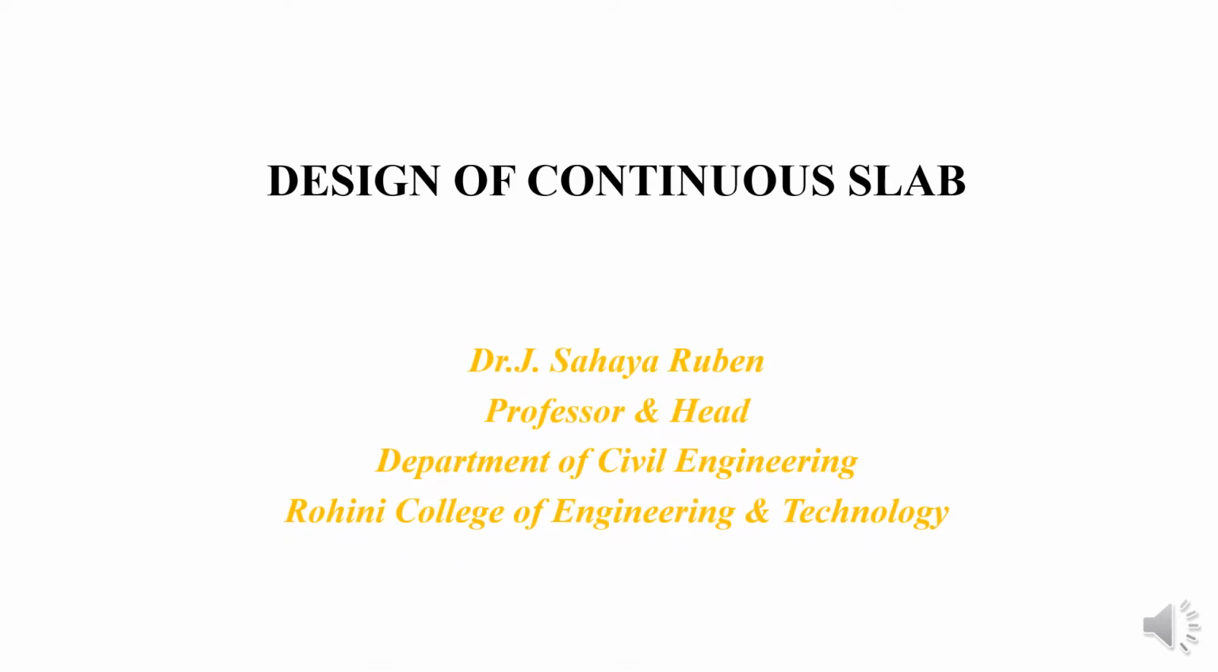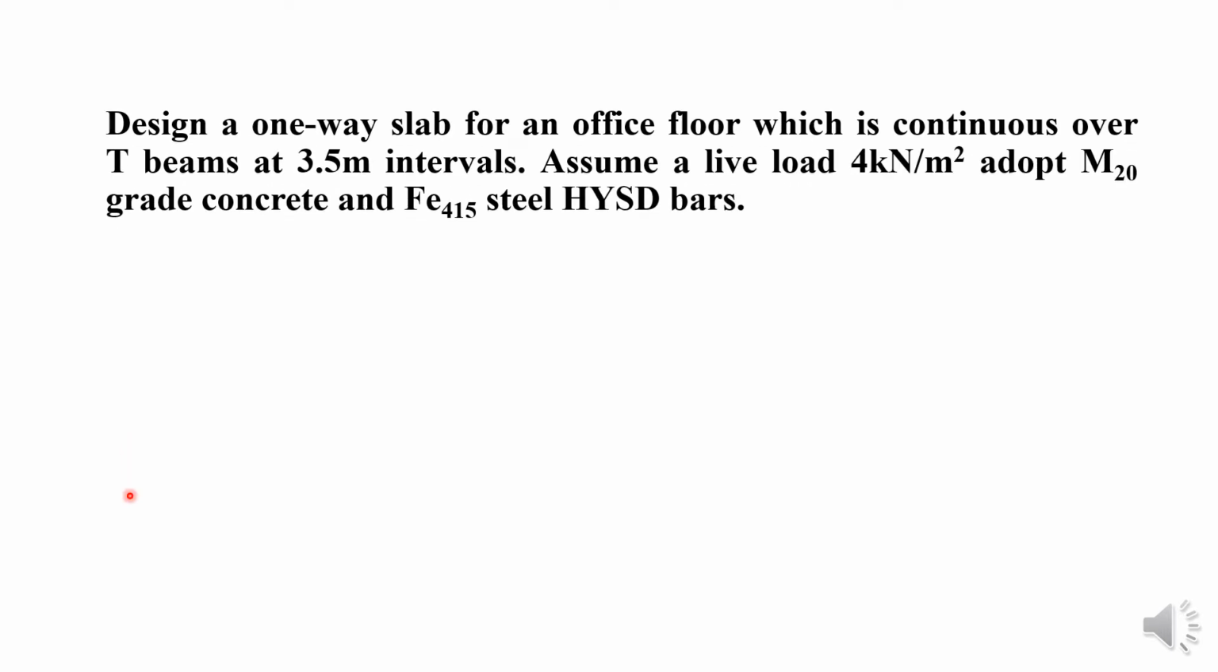So let us see the design example. Design a one-way slab for an office floor which is continuous over T-beams at 3.5 meter intervals. Assume the live load is 4 kN per meter square. Adopt M20 grade concrete and Fe 450 high yield strength deformed bars.